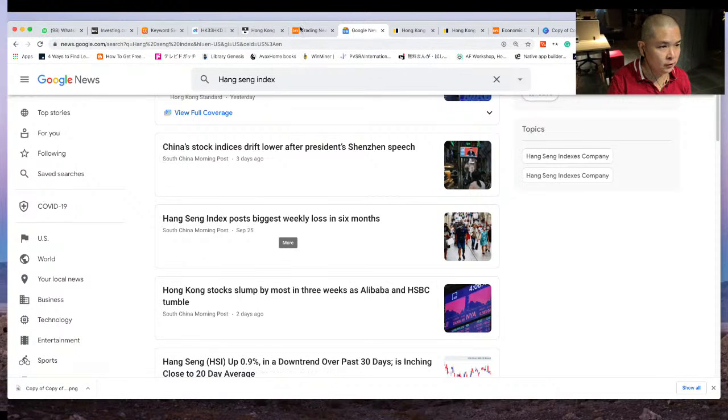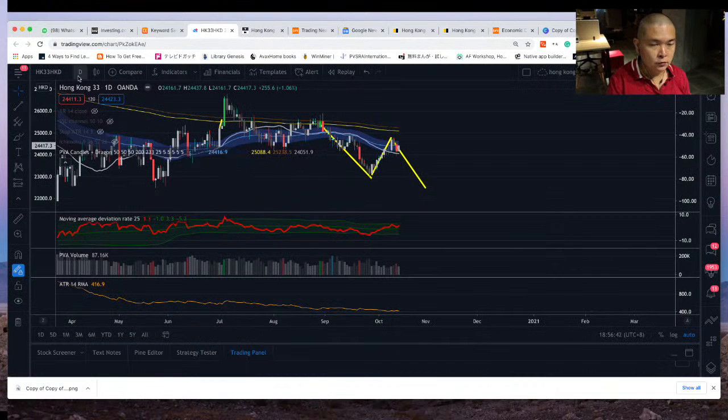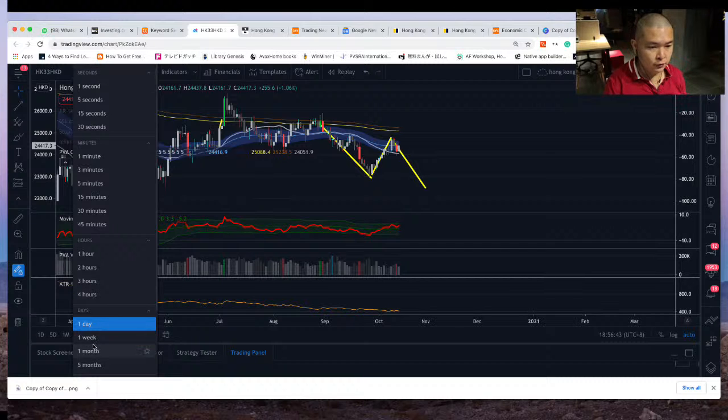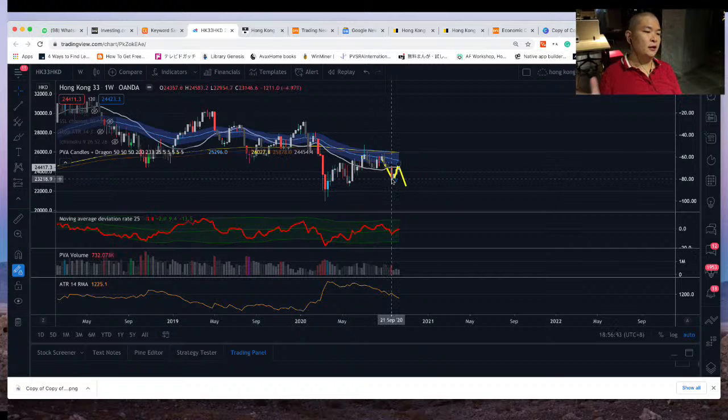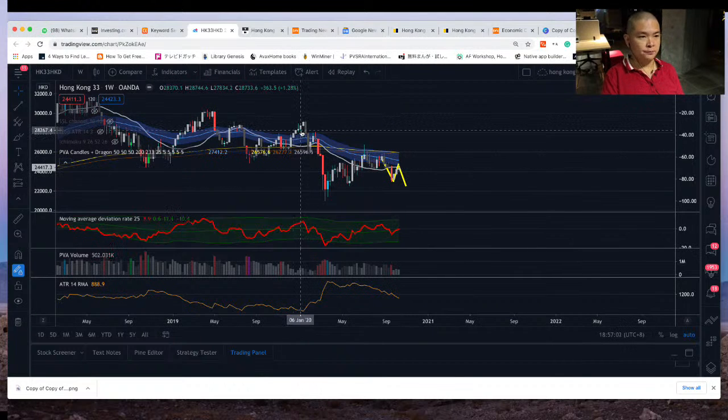Let me take a look at the chart now. If you change here to the weekly chart, you can see a huge drop, and this happened in September. Between September 21st and September 25th, you can see a huge red candle. So this is what triggered that red news that we just saw. This happened on the weekly chart.